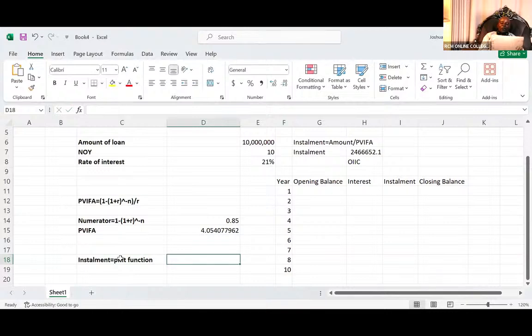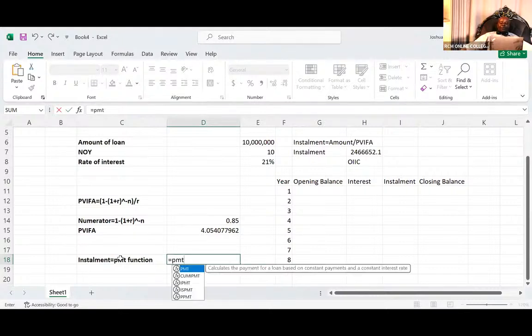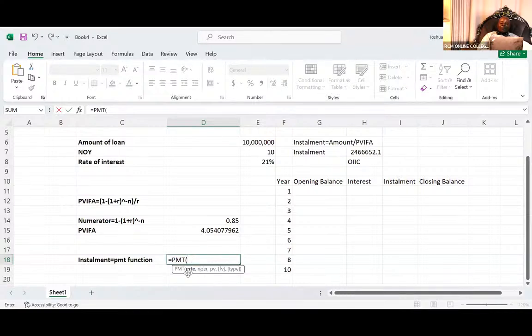So if I want to use this PMT function, we shall always come here and say equals PMT. You can see my PMT there is in blue. Somebody told me when it's in blue like that, you slap it. Slapping means either you double click on it or you simply say tab. Now they want me to give them things here, like the rate. The rate of interest is 21%, comma. Number of periods, we are talking of 10 years. Number of years, 10, comma.